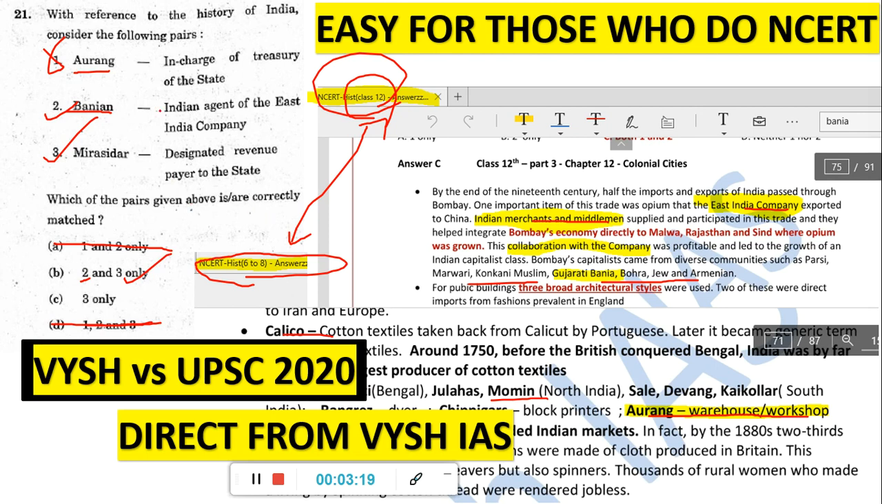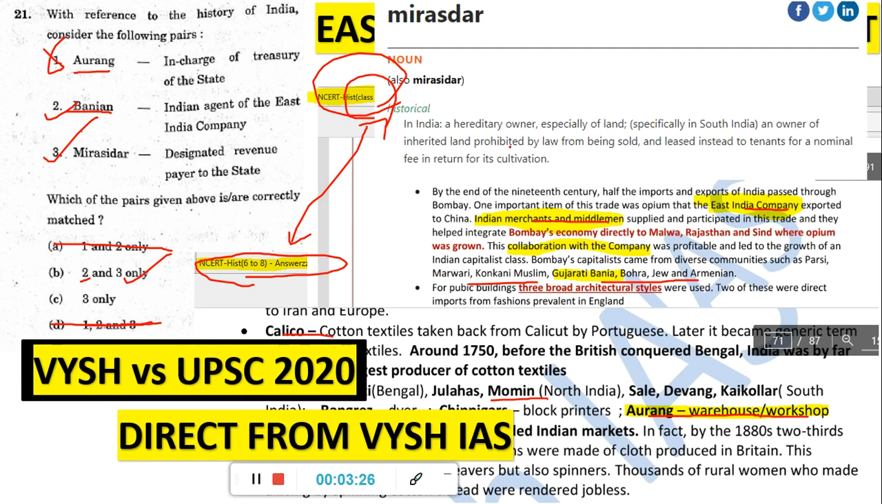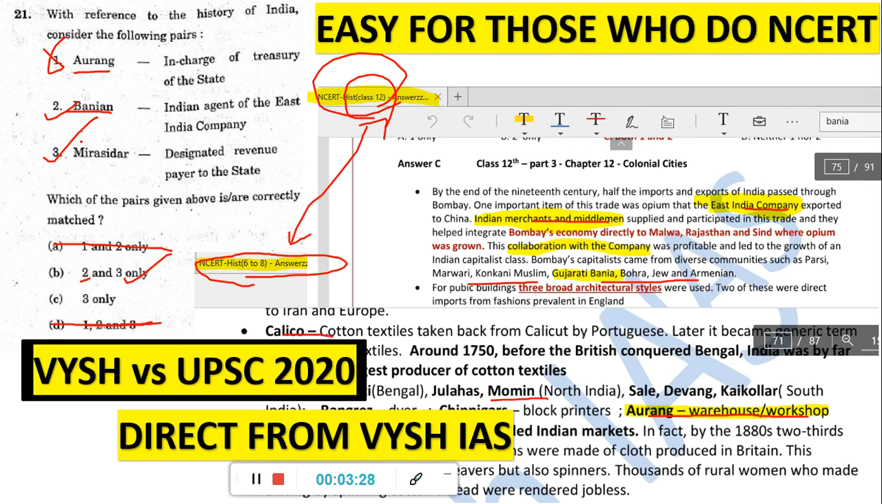This is a difficult question because you had to know at least one term; without that, you could not solve it. And one more thing: the third statement was automatically correct, by the options you got it automatically. But read this. It is written, designated revenue payer to the state.